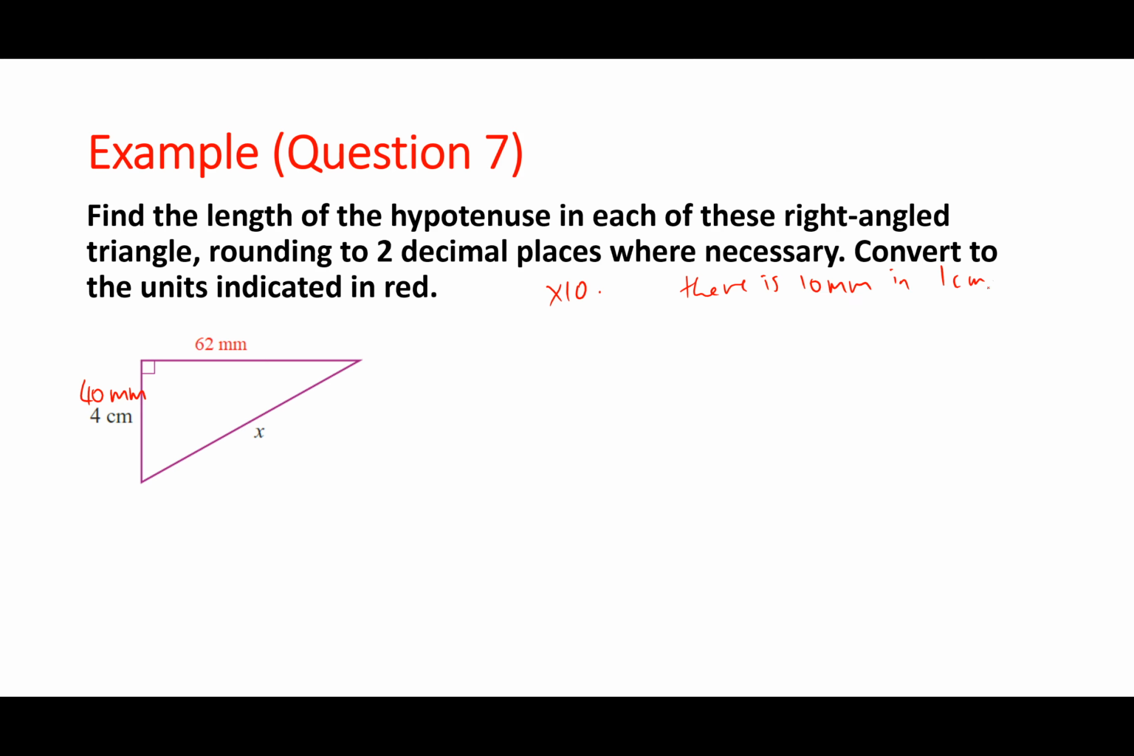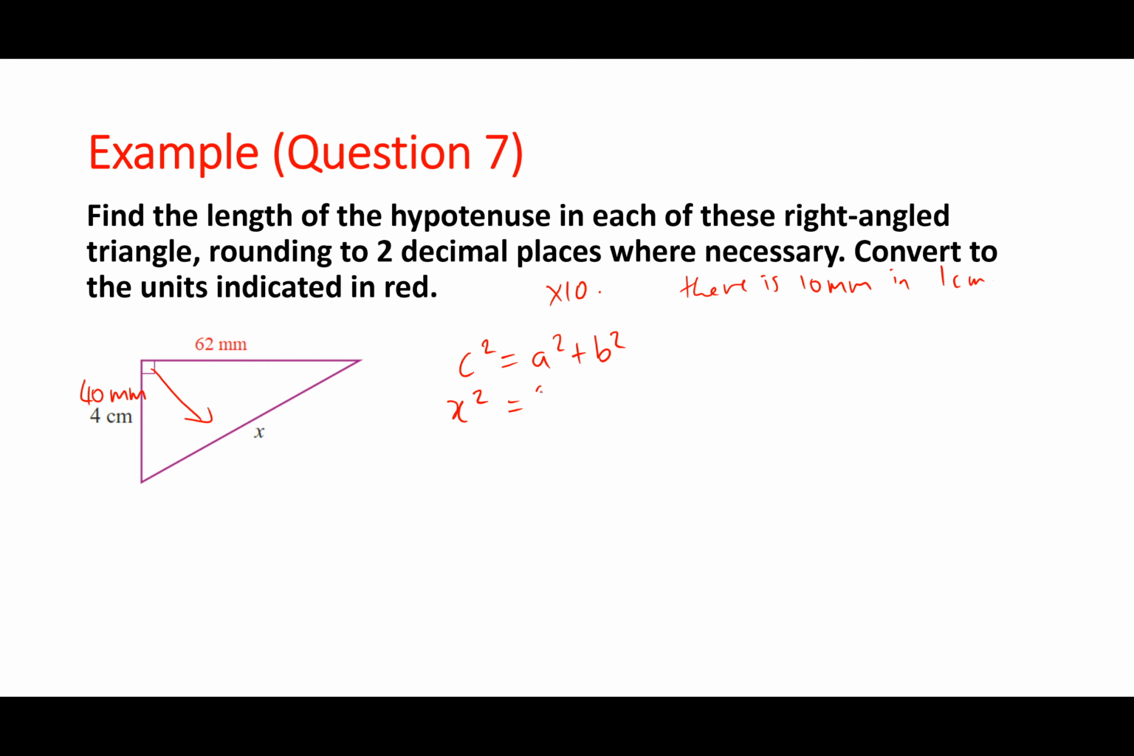Now we're going to actually work out what that side length is equal to. So we're going to start off by writing my formula. C squared is equal to A squared plus B squared. Now I'm going to start with the hypotenuse. Well, that's the side that's going across. So x squared is equal to... Then I'm going to put my two sides in, remembering to do my millimeters. It's going to be 62 squared plus 40 squared.